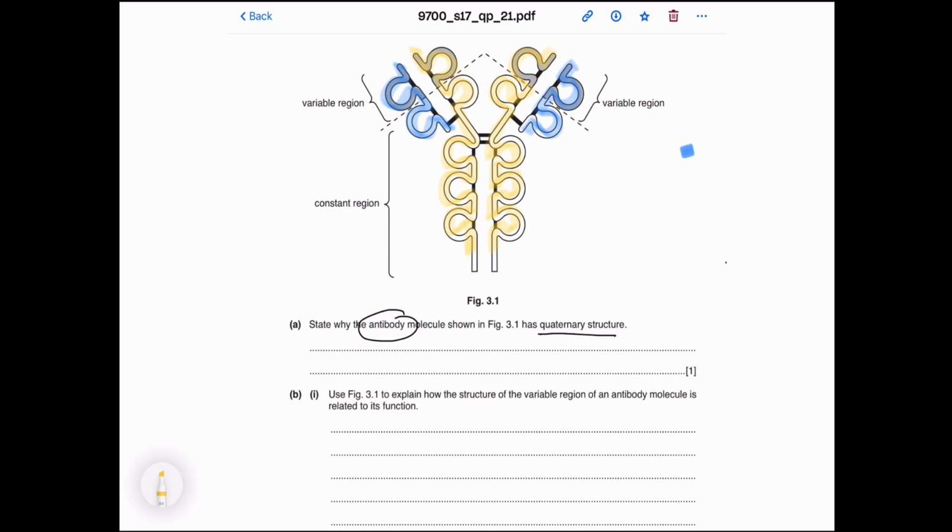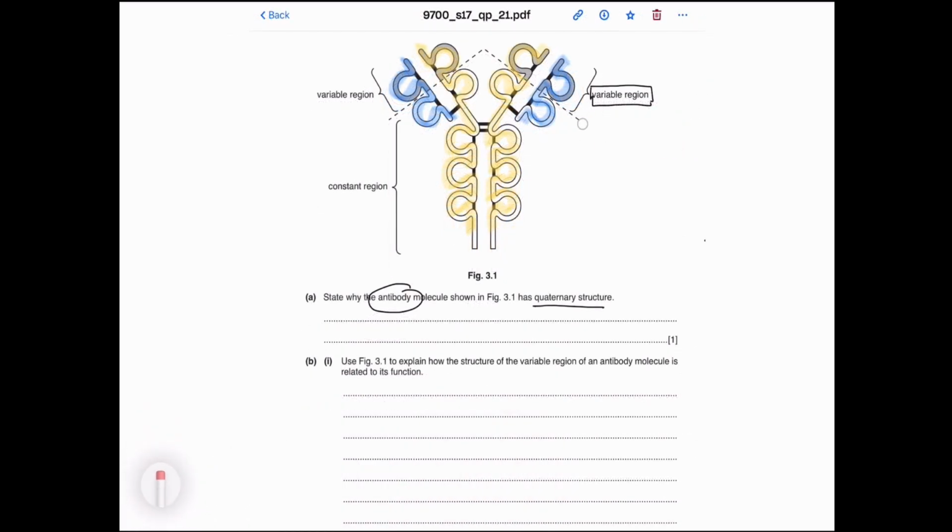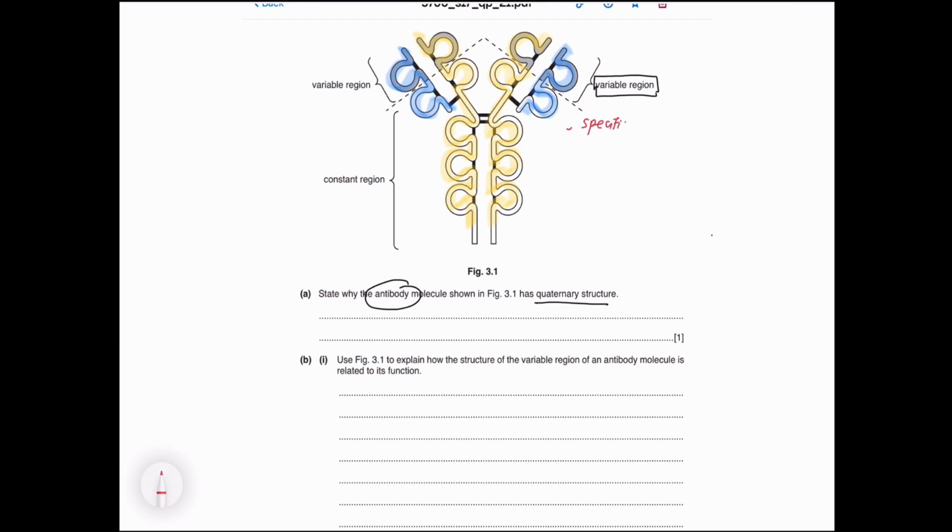B1. Explain how the structure of the variable region of an antibody molecule is related to its function. So as we know, monoclonal antibodies, each and every one of them varies because of the variable region. So this variable region is specific to each antibody, as the shape is complementary. Each variable region is specific to its antigen, as the shape of the antigen binding site, which is here, is complementary to the antigen.